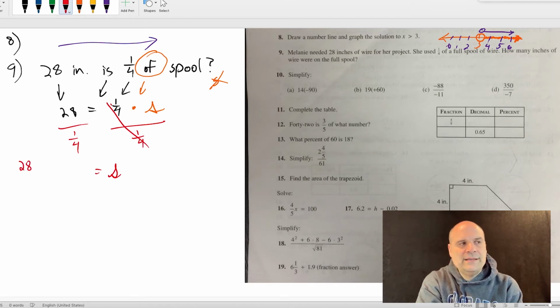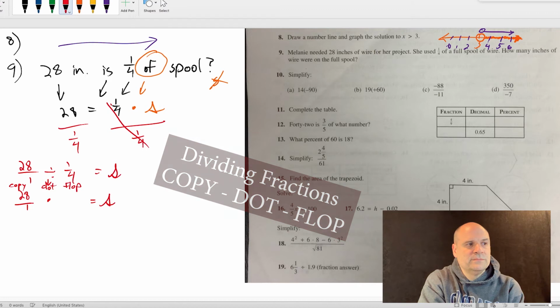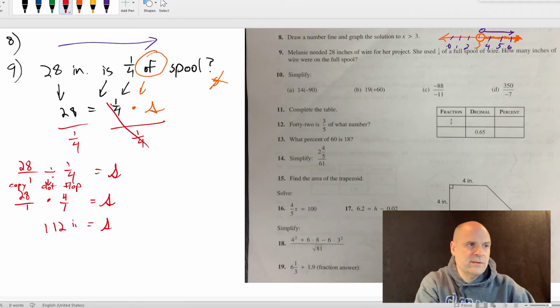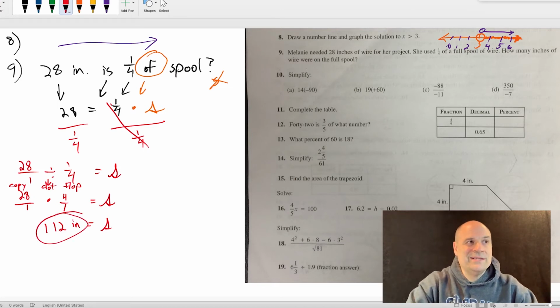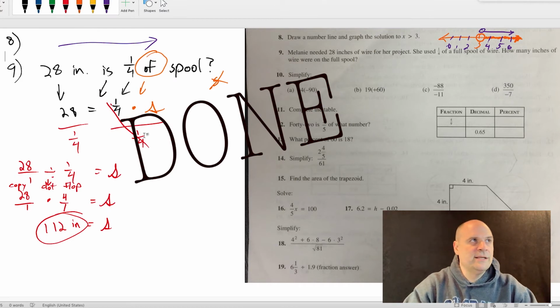Well, how do you divide? You need a fraction divided by a fraction, right? So we're going to copy, dot, flop. 28 over 1, we're copying. We're going to dot. And we're going to flop. Does that make sense? All right, well, what's 28 times 4? Well, that's 112. And what is it? Inches? Okay. So 28 is 1/4 of 112. All right, awesome. Moving on to number 10.